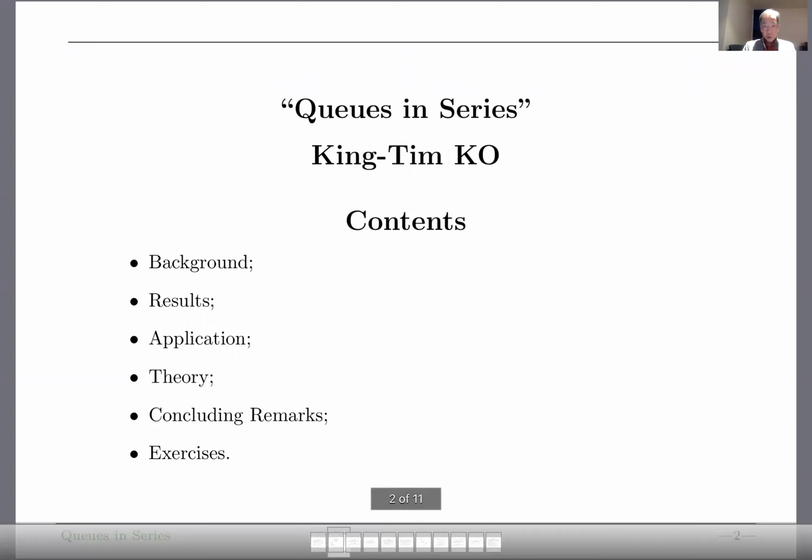My name is KT Ko, or Tim Ko. I'll look at some of the background, the results, and the application. Then I'll quickly go through the theory behind it, some very simple concluding remarks, and some exercises.